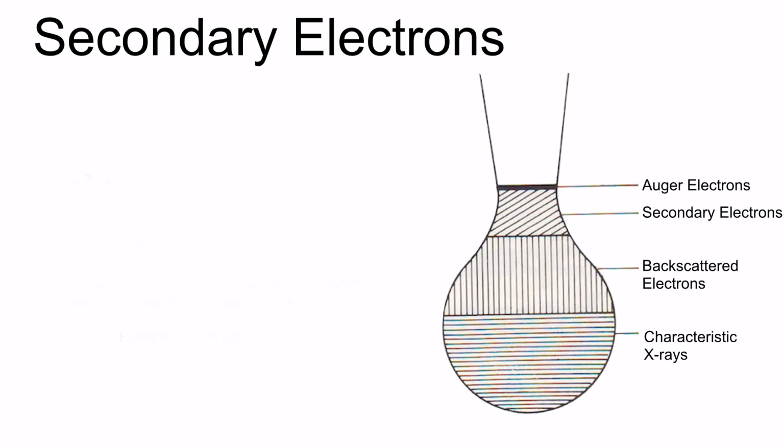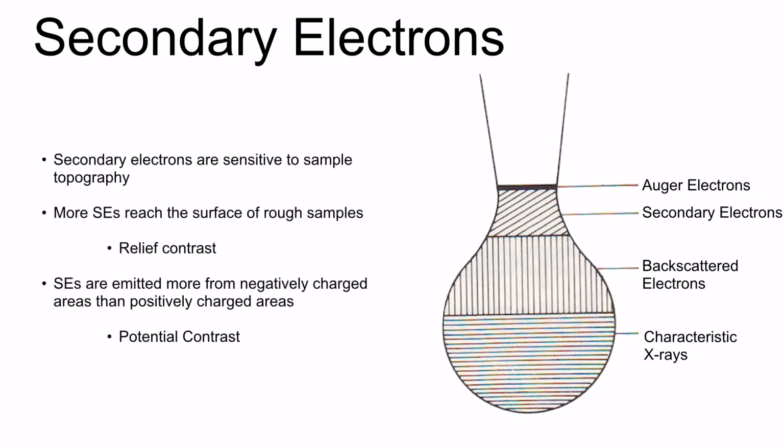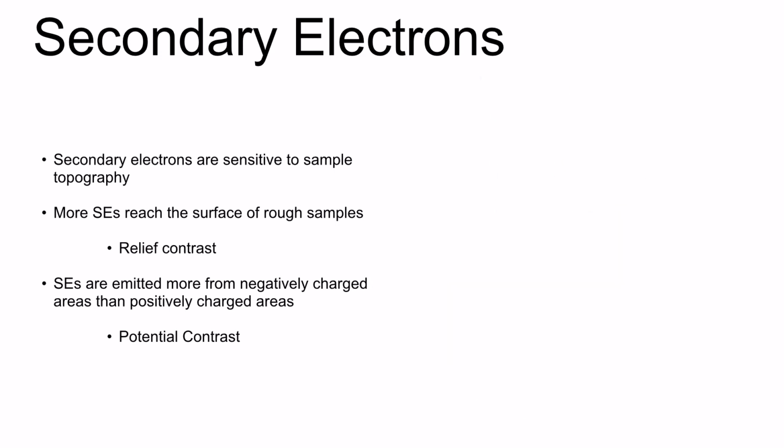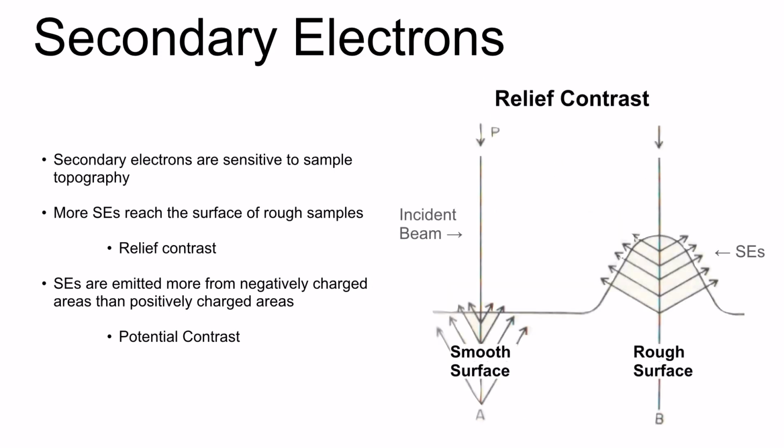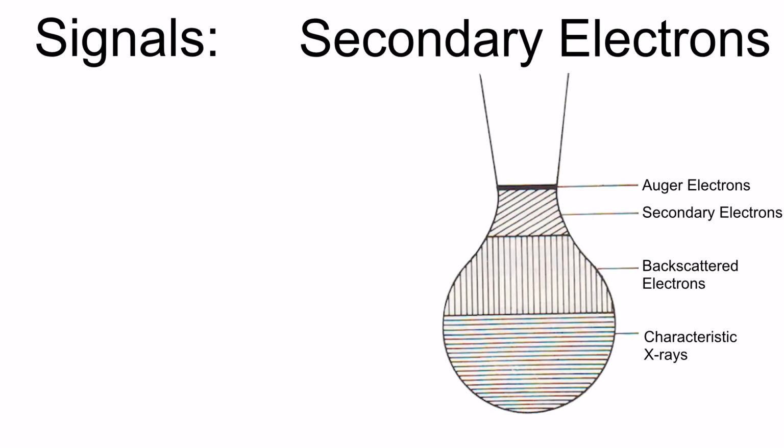Beyond allowing the observation of nanoscale forms, information on texture is also provided, as rough surfaces release more electrons and appear brighter in SEM images than smooth surfaces. This effect is called relief contrast. Secondary electrons produced by SEM also provide information on surface charge, with more negatively charged regions of the sample emitting more electrons than positively charged areas, causing an effect called potential contrast.